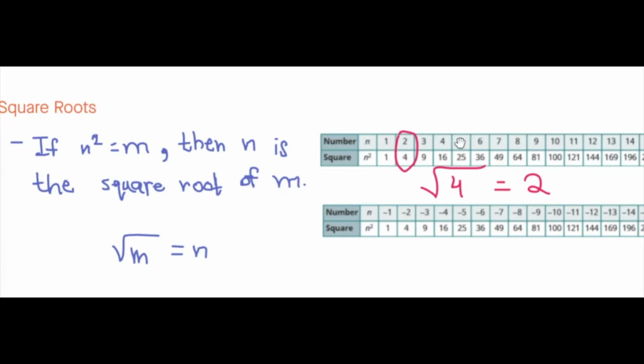So if these numbers are called squares, then what are these numbers called? Well, they are called square roots. So if n squared is equal to m, then n is the square root of m. We could also write it this way. This is the symbol we use to describe a square root. So the square root of m is equal to n. For example, if we take this pair over here, we could write it this way. The square root of 4 is equal to 2.